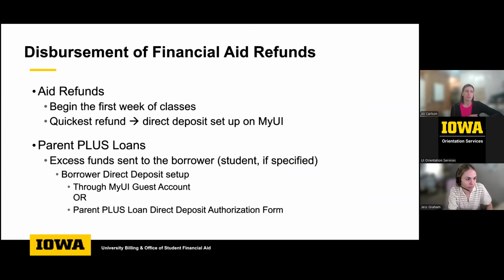The aid refunds start to go out to students the first week of classes. And the quickest way to get that refund is by setting up a direct deposit account in MyUI. If the Parent Plus loan is part of the student aid package, it is important for the borrower of that loan to also go out to their guest account and set up their direct deposit for any excess funds. We also do have a paper form on our website that you can download and complete and mail back to our office and do it that way as well.